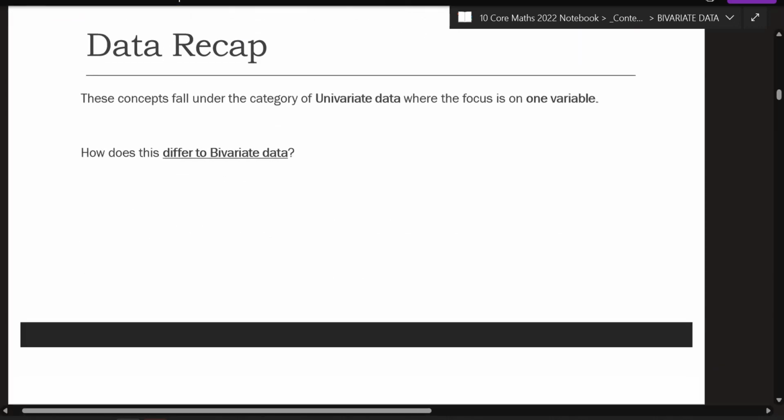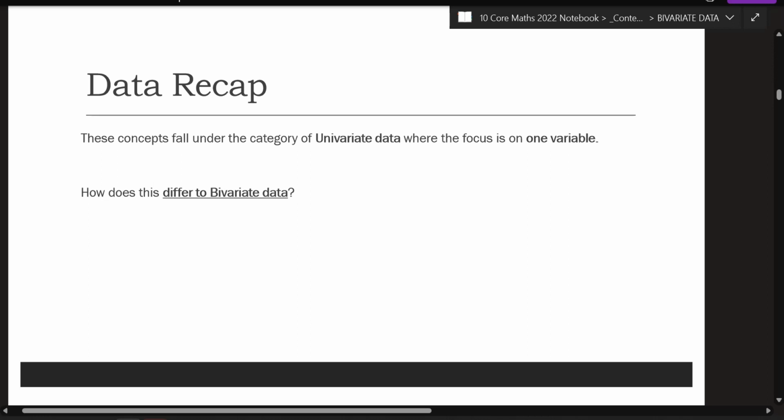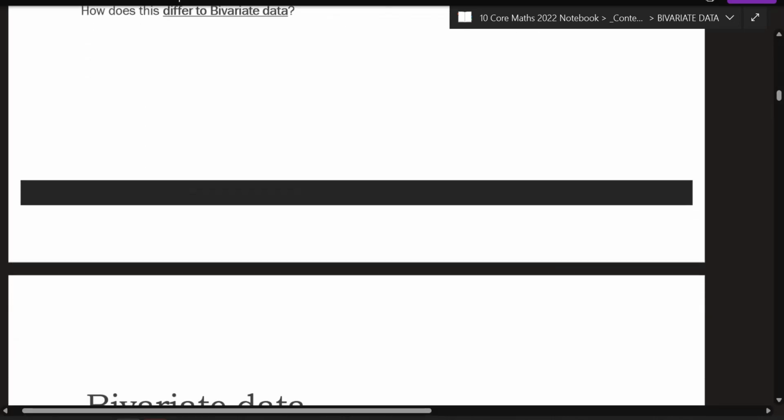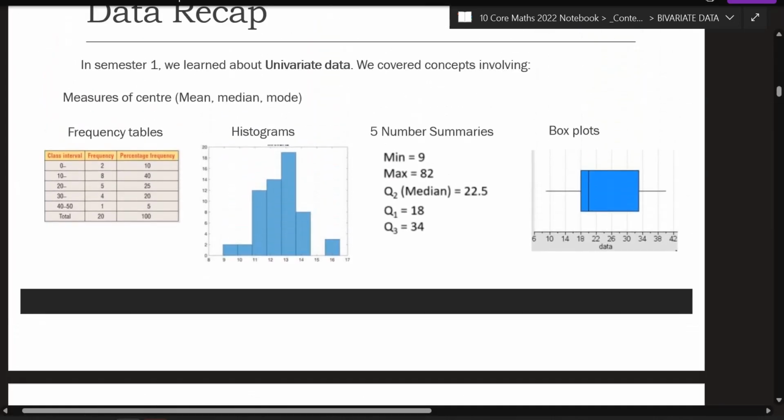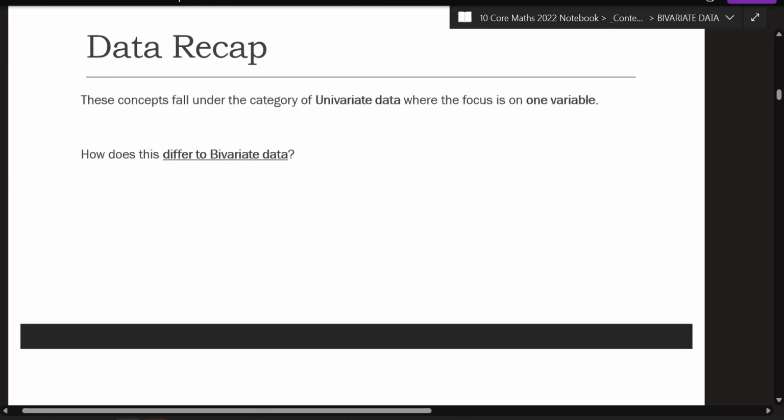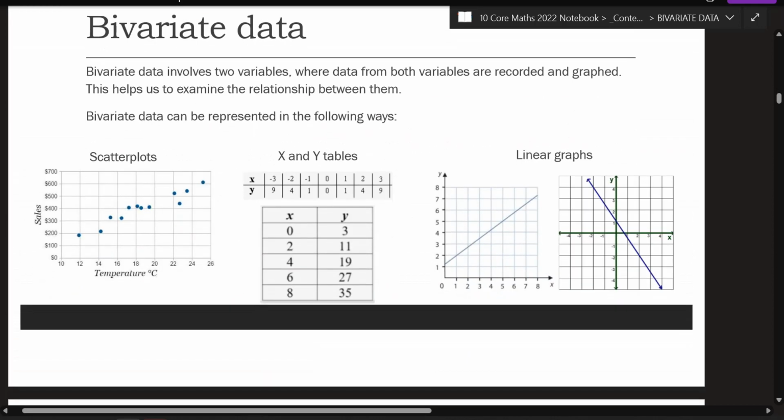But now, as we are learning in bivariate data, it's a little bit different. In bivariate, there are 2 variables. I want you to separate this from univariate. This is now bivariate data. You're looking at these sorts of tables and graphs. You've got your scatter plots. You've got your X and Y tables like this. You guys have seen these before. You lived and breathed that kind of thing. And then what we're going to be building up towards is your linear graphs. Linear, which means a straight line.